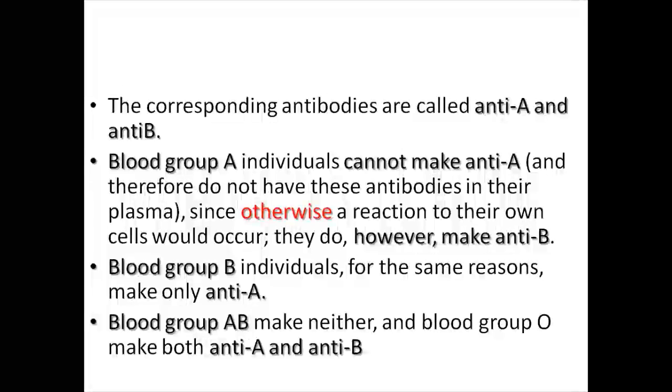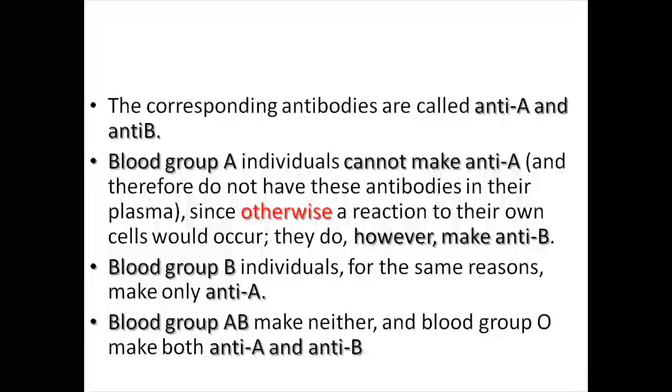But blood group O makes both antibodies. In this case, they are known as donors, but they make both anti-A and anti-B, because the body does not have either A or B surface antigen. So the body will make an antibody against any A and B that will enter the body. By saying so, an individual with blood group O is considered to be a universal donor.